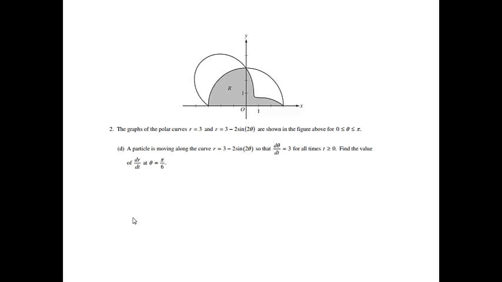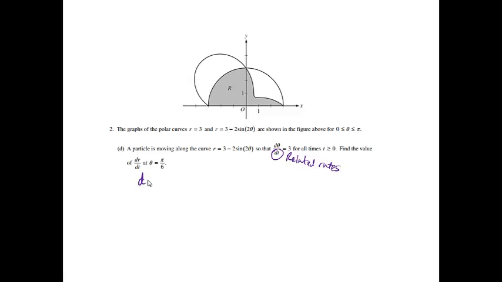Okay, part D. A particle is moving along the curve r equals 3 minus 2 sine 2 theta, so that d theta dt equals 3 for all times t greater than or equal to 0. Find the value of dr dt at theta equals pi over 6. Okay, so this one, notice we want to find d theta dt, so all of a sudden we've turned into a related rates problem because we want to find the derivative with respect to time.